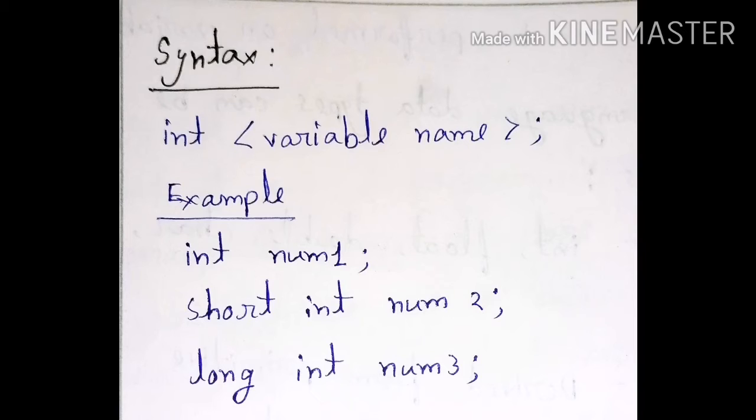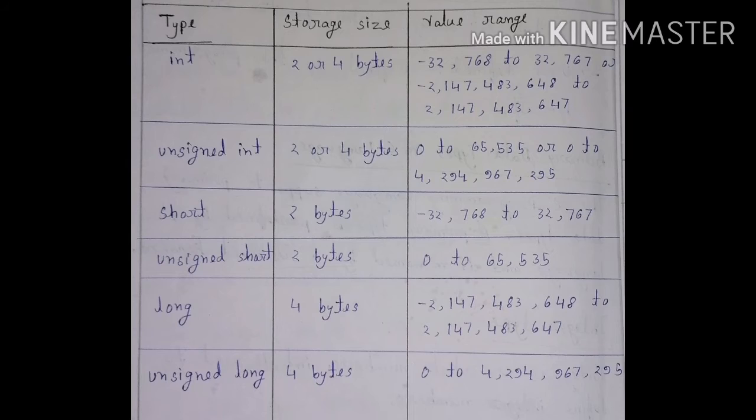So here is the syntax to define a variable name as integer, and an example is also there. As I told, the semicolon is a must, so you have to add one semicolon for each and every executable statement. Now here is a chart of different kinds of integer values like integer, unsigned integer, short integer, unsigned short integer, long integer, and unsigned long integer. We'll see them one by one now.